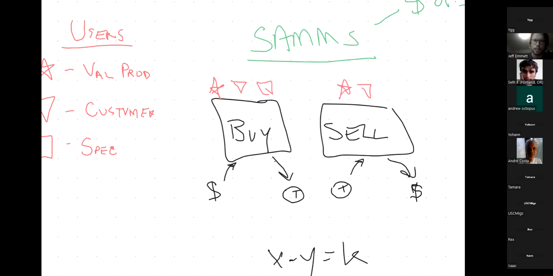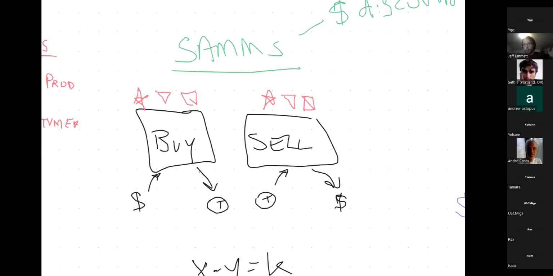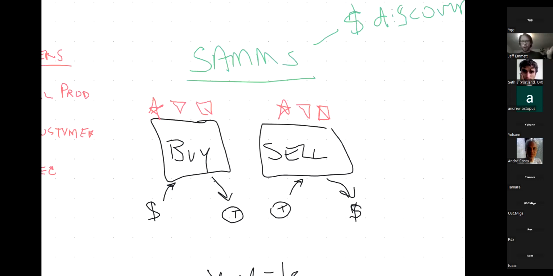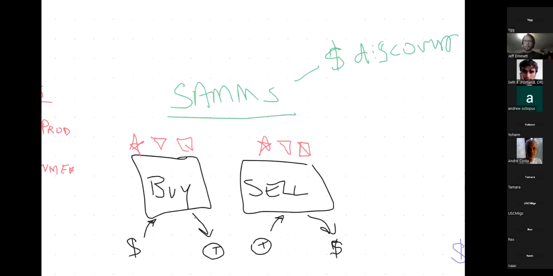Oh, I apologize, it barely looks like it. So anyone can buy and sell on the open market, which makes sense because it's supposed to be an open market. It's an exchange protocol. Anybody can buy and sell.